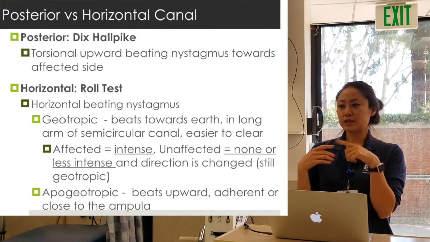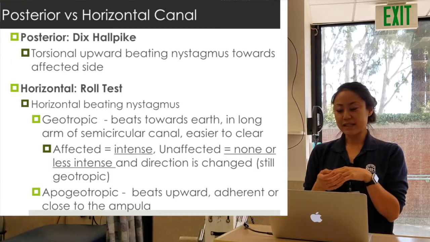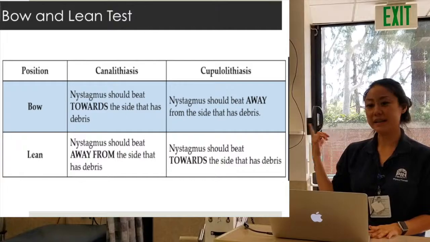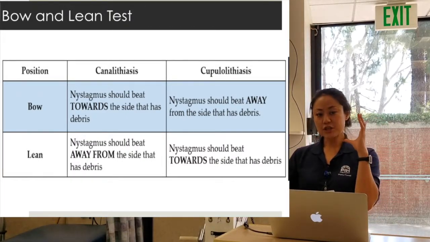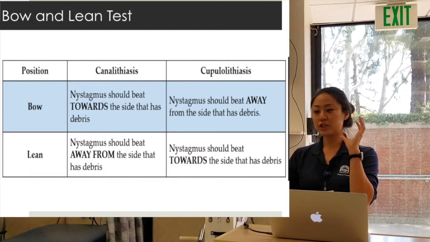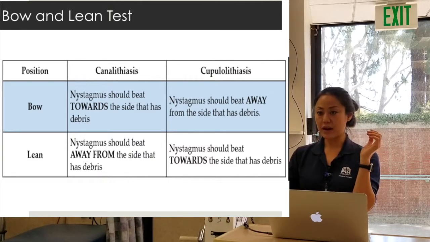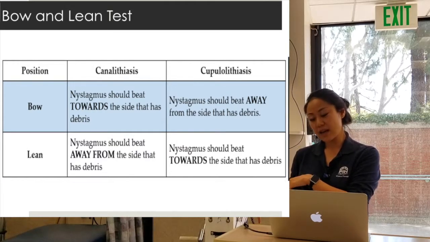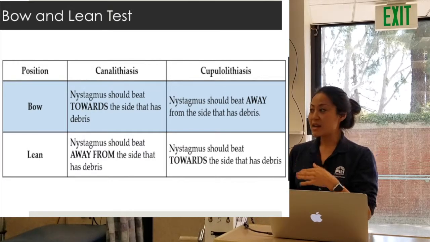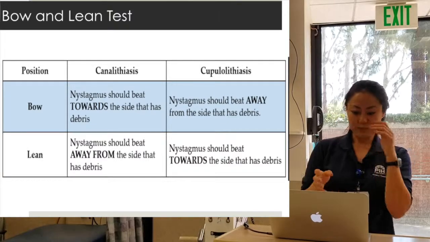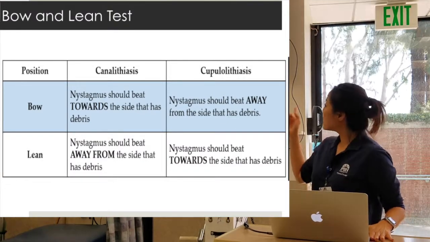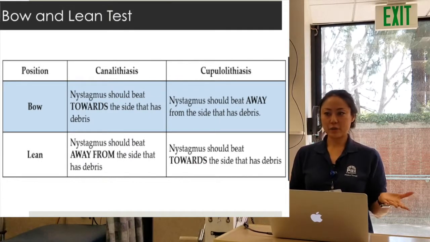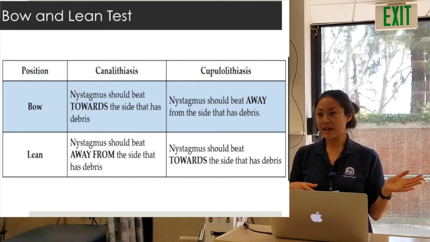So you can either just treat both sides and then retest and hope it's gone, or you can cross-corroborate with the bow and lean test. So if you use the initial roll test just to figure out if it's stuck or free-floating, less than 60 seconds, geotropic beating, you know that it's free-floating. And that's the one you're going to see most commonly anyway, so we'll talk more about that one. But then you want to cross-corroborate with the bow and lean test to figure out which side it is. Let's say you can't figure out which side it is and you want to just treat the correct side.